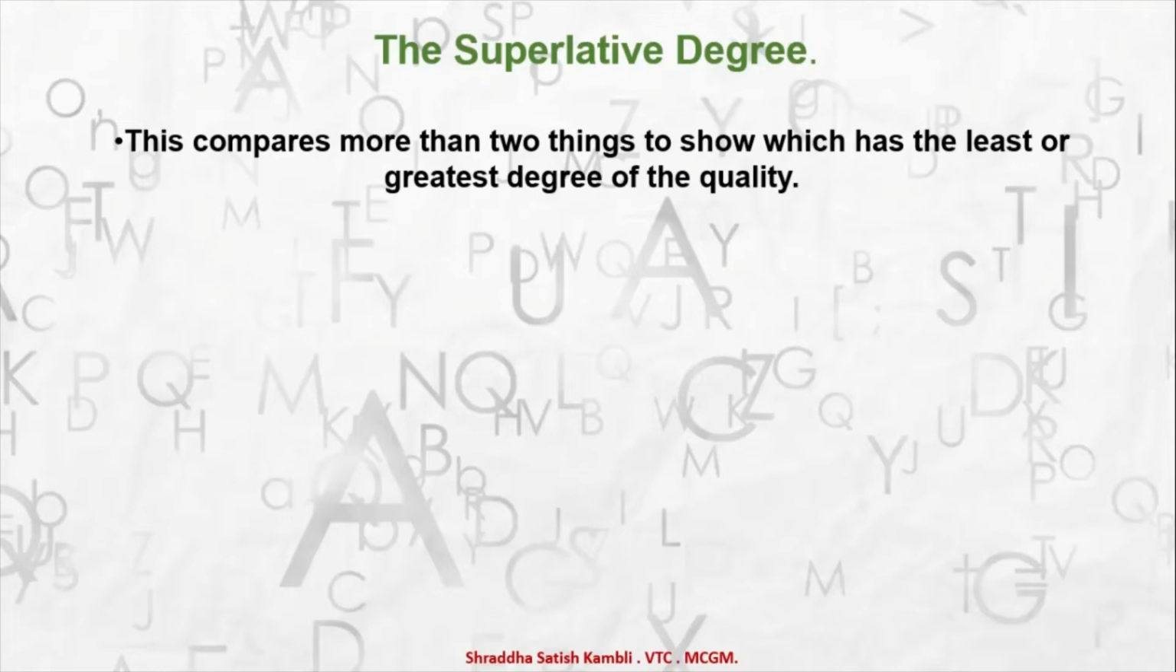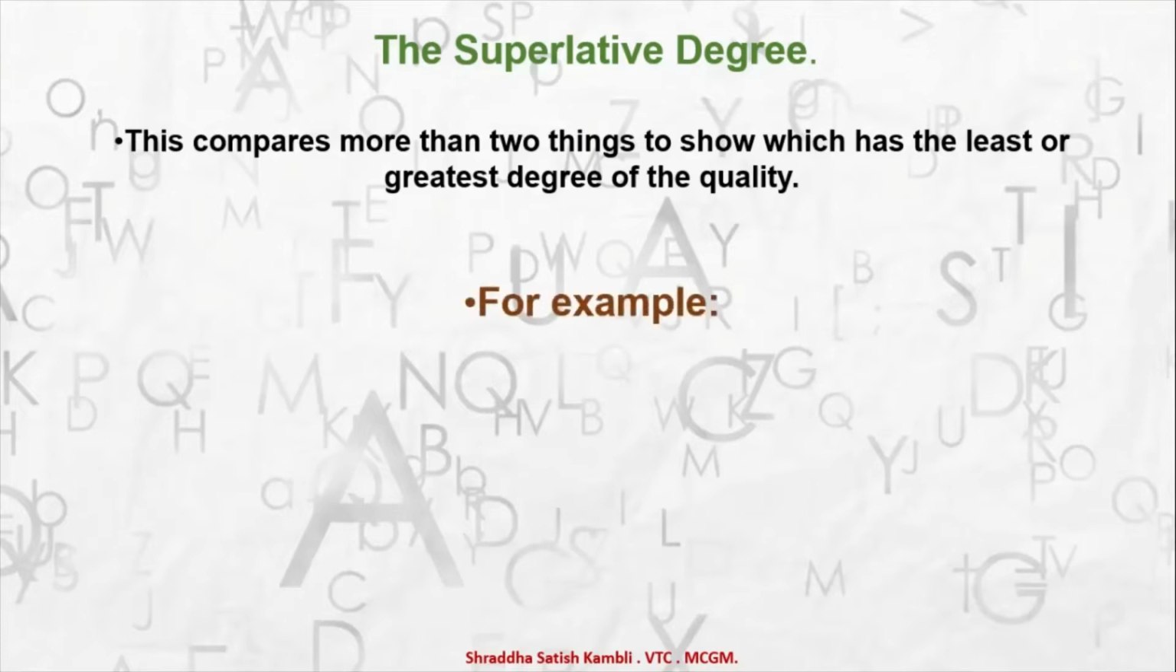This compares more than two things to show which has the least or the greatest of degrees. So, which is the worst or which is the best when you want to show? When there are many things or many people together and you want to bring out the best amongst them, or you want to bring out the worst amongst them, or you want to bring out the shortest or the tallest or the biggest, that is, if you want to highlight an extreme quality, then in that case we make use of the superlative degree of comparison.